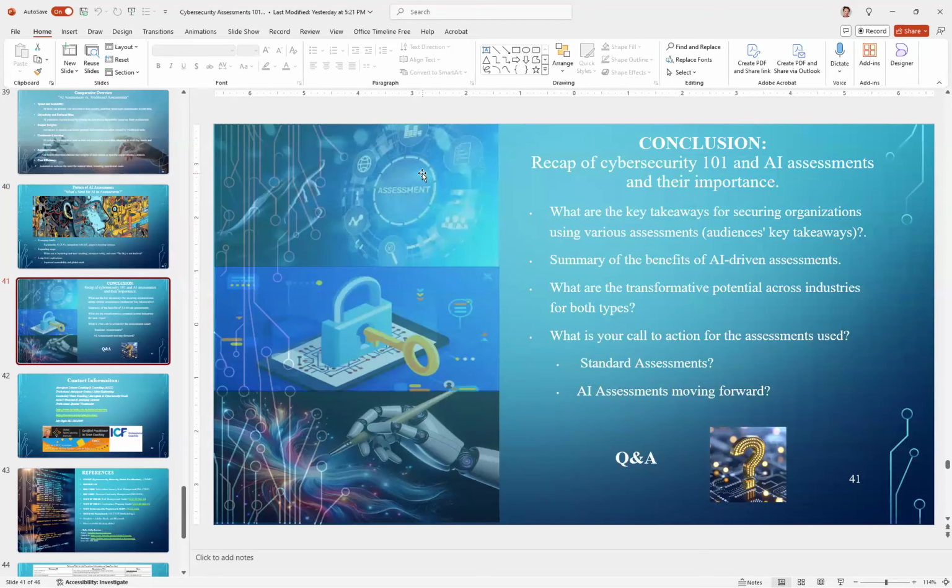So in conclusion, a recap of Cybersecurity 101 and AI assessments and their importance. What are the key takeaways for securing organizations using various assessments? I would be interested in knowing what the audience key takeaways are. A summary of the benefits of AI-driven assessments, and what is the transformative potential across industries for both types? And what is your call to action for the assessment?